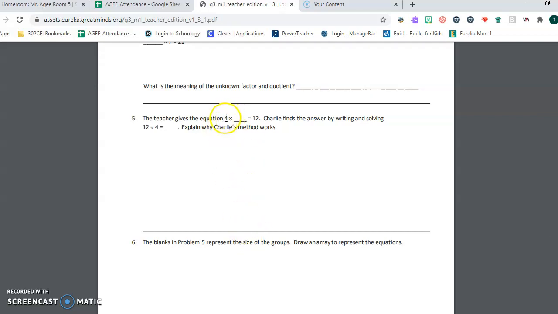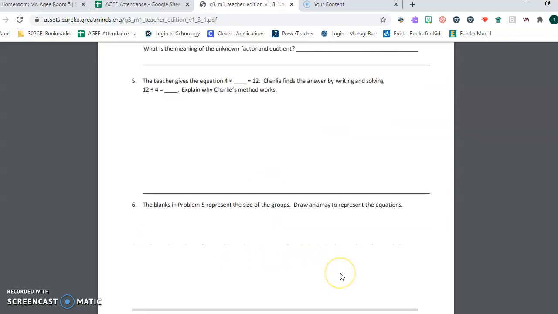So we've talked about the 3 parts of a multiplication problem and the 3 parts of a division problem, and it's asking us to draw an array to represent this equation. So once you figure out this number here, you should be able to know that if 5 represents the size of the group, that would mean 4 represents the number of groups, okay? And so you should have 12 total items, and you're going to arrange them in an array.